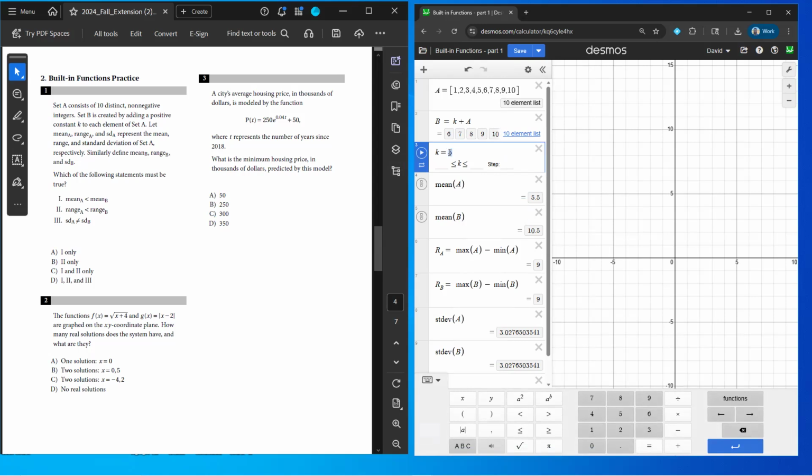This question doesn't ask about that. It just asks how do the means compare. So we can pretty safely say that the mean of B is bigger than the mean of A. One thing you might have gotten wrong is if you use K as a negative number, you might have thought mean A was less than mean B.